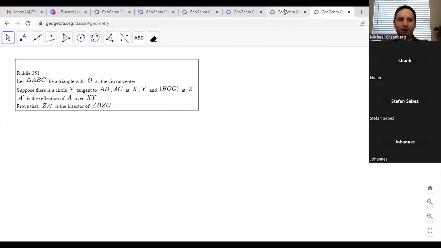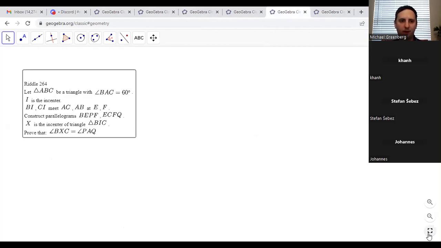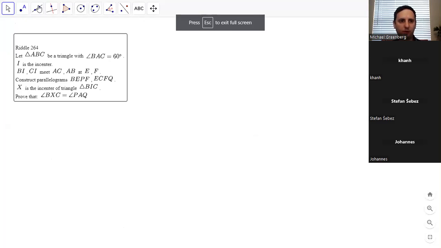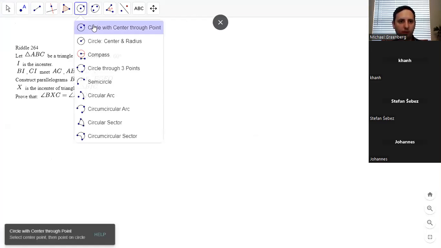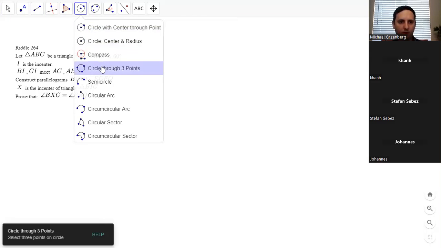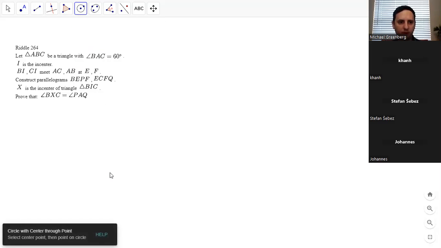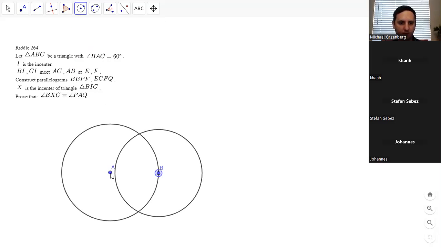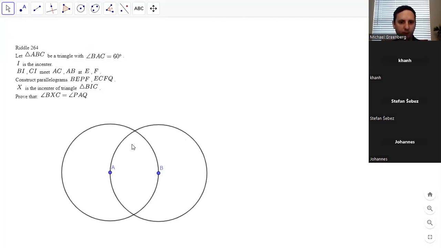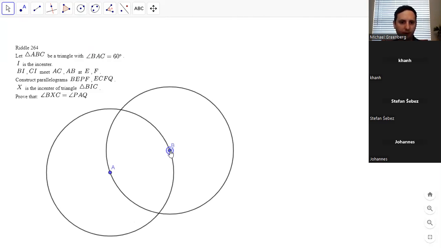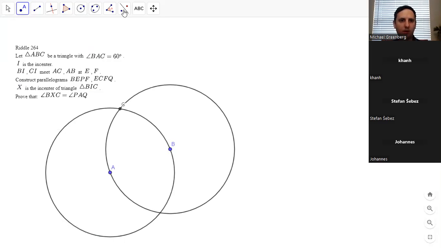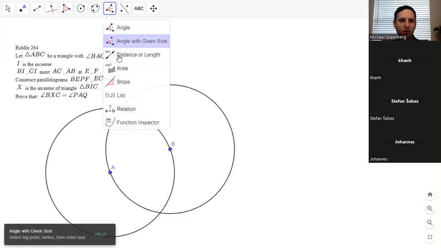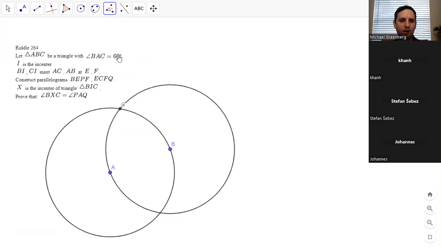This one looks kind of hard actually. So I'm gonna try this one. So we have a 60-degree triangle, and I is the in-center. So what's the best way to draw 60 degrees? Usually I do it like this. I don't know if this is the best way to do it, but it works. So that's obviously a 60-degree angle. There should be a tool. The fourth one from the right should be angle with given size. Then you can just say 60 degrees.